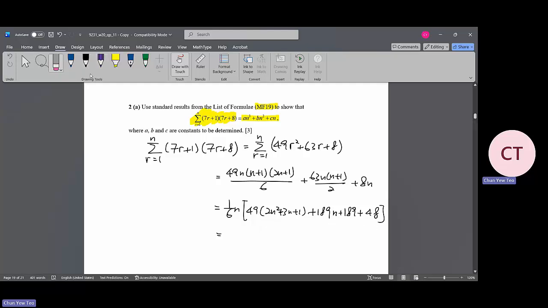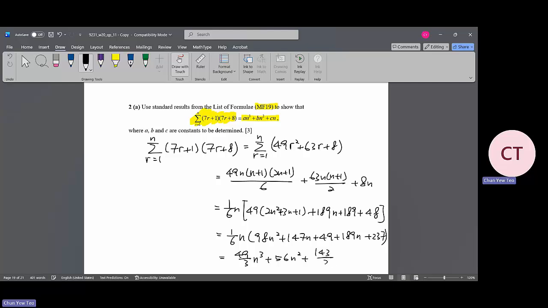Then after you expand and simplify further, you will get 98n squared plus 147n plus 49, plus 189n plus 237. Expand them inside. At the end, you get 49 over 3 n cubed plus 56n squared and then plus 143 over 3 n. That is the answer for number 2a.